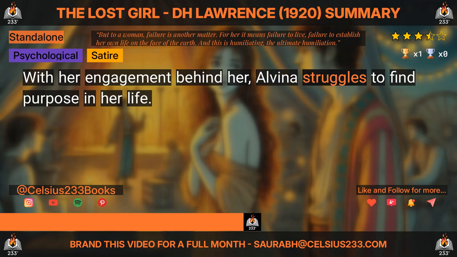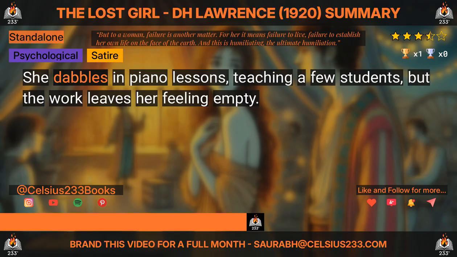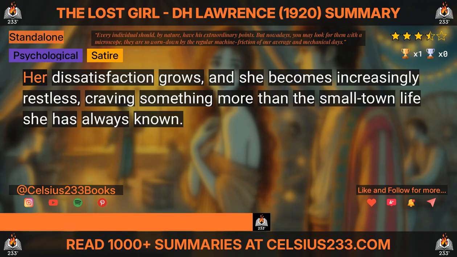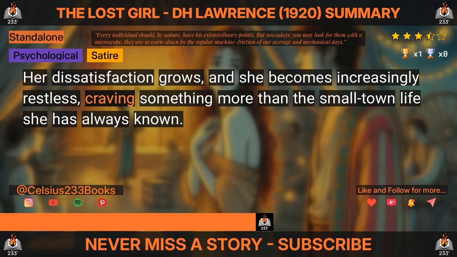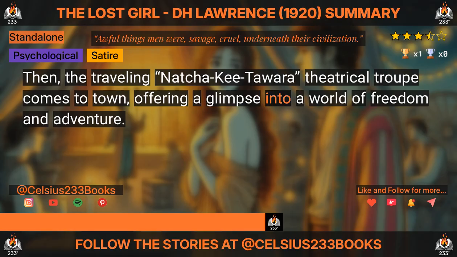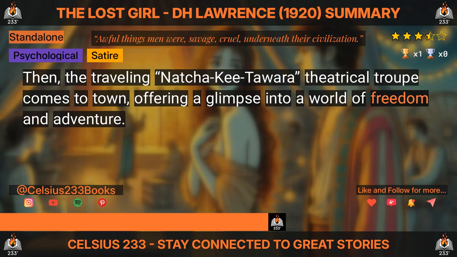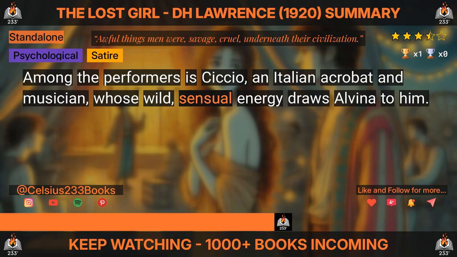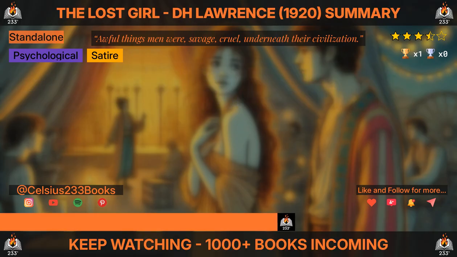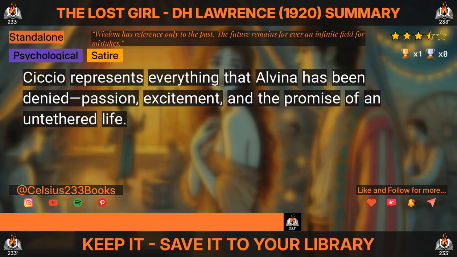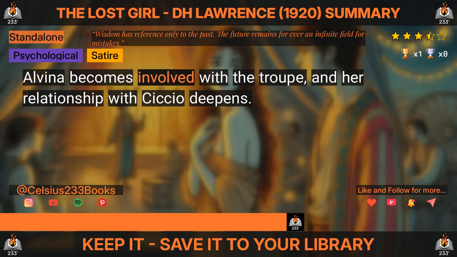With her engagement behind her, Alvina struggles to find purpose in her life. She dabbles in piano lessons, teaching a few students, but the work leaves her feeling empty. Her dissatisfaction grows, and she becomes increasingly restless, craving something more than the small-town life she has always known. Then, the traveling Nachikitawara theatrical troupe comes to town, offering a glimpse into a world of freedom and adventure. Among the performers is Cixio, an Italian acrobat and musician whose wild, sensual energy draws Alvina to him. Cixio represents everything that Alvina has been denied: passion, excitement, and the promise of an untethered life.